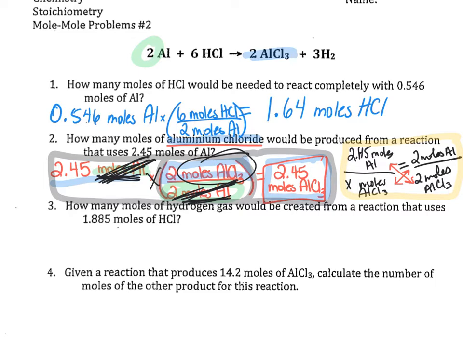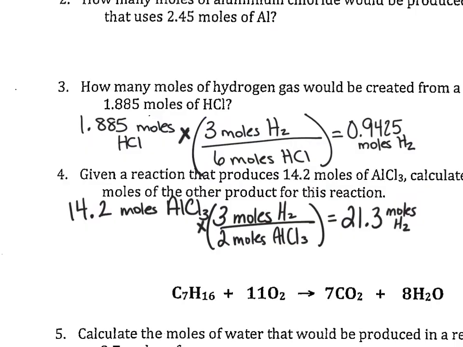Go ahead and pause this video, try 3 and 4 with your shoulder partner, and then we'll take a look at the answers. So here's my work for number 3 and number 4. I'm starting with 1.88 moles of hydrochloric acid. So I have a 6 as a coefficient in front of hydrochloric acid. It goes on the bottom of my ratio. I want to know moles of hydrogen gas, and there's a 3 in my recipe as my coefficient in front, and so I get an answer of 0.9425.